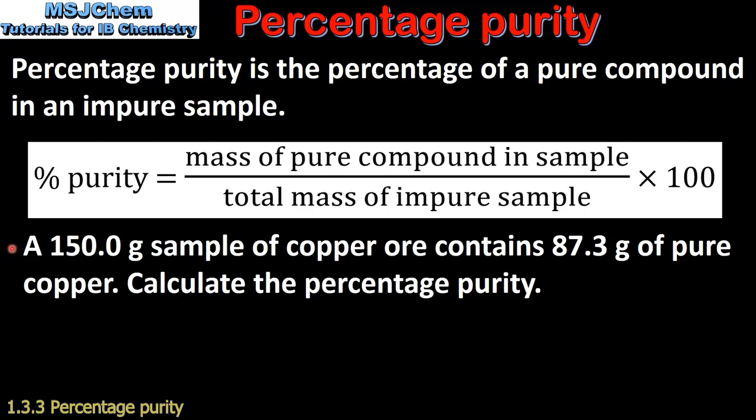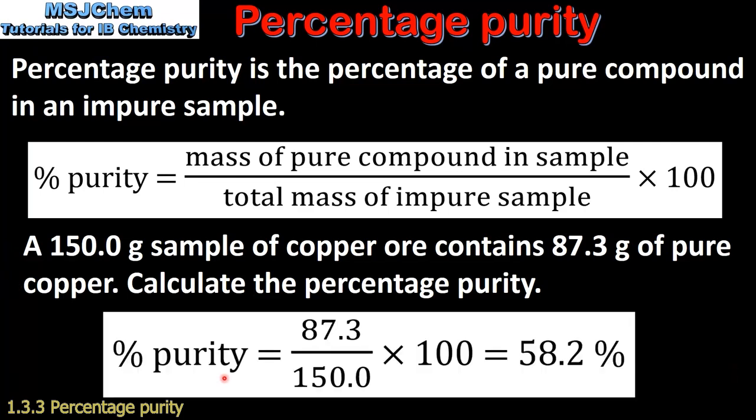A 150 gram sample of copper ore contains 87.3 grams of pure copper. Calculate the percentage purity. So to calculate the percentage purity, we divide the mass of the pure copper, which is 87.3 grams, by the total mass of the impure sample, which is 150 grams, and then we multiply by 100. And this gives us 58.2%.